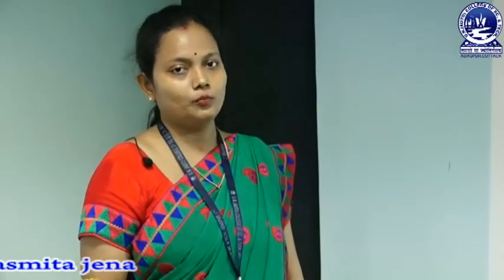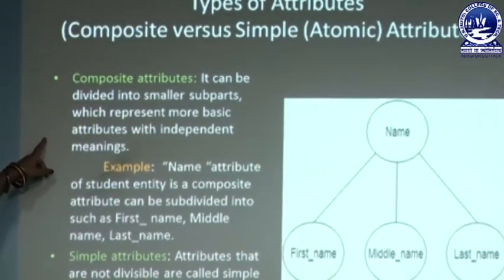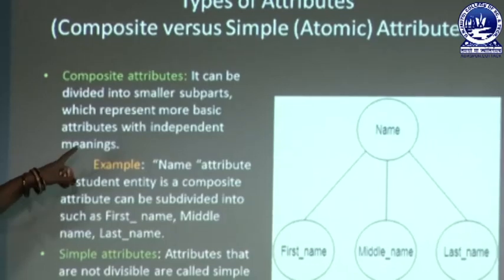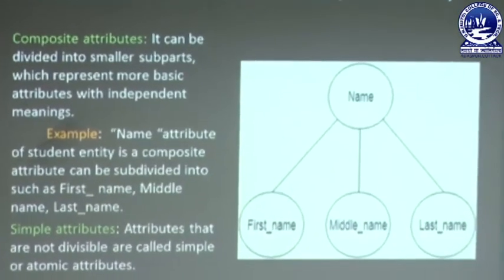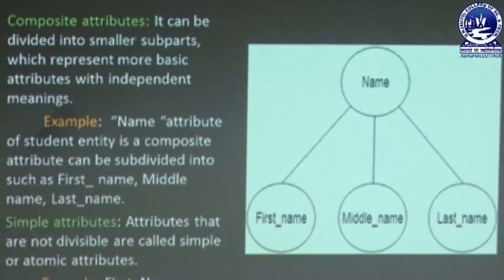Types of attribute, first we have to discuss what is the difference between composite and simple attribute. So, composite attribute is what? Those attributes that can be further subdivided into number of attributes are called the composite attribute, or it can be divided into smaller subparts, that is called composite attribute. Here we can take one example. So, name is a composite attribute. Why? Because name can be subdivided into first name, middle name, last name.